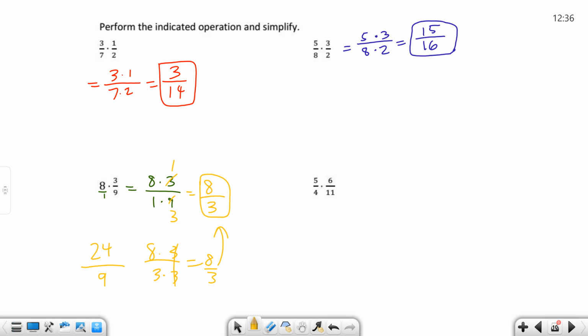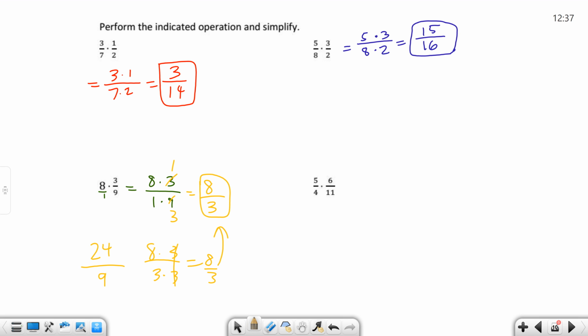I prefer to simplify it before I start multiplying because my numbers are smaller. Now, that right there is not that big a deal with 24 and 9, but you start getting some bigger numbers in math, and it can get out of hand in a hurry. So I always try to simplify before I multiply and check, but it's not wrong not to.